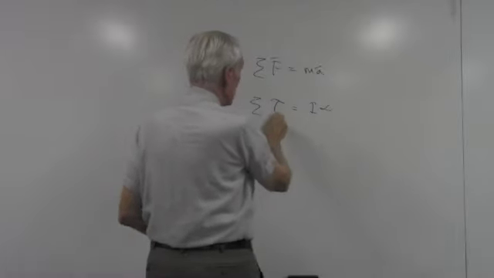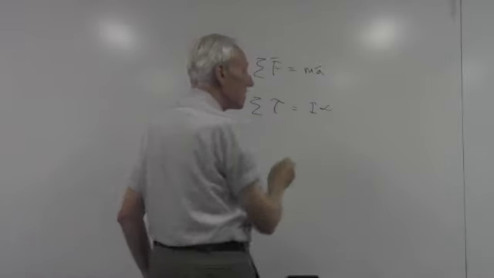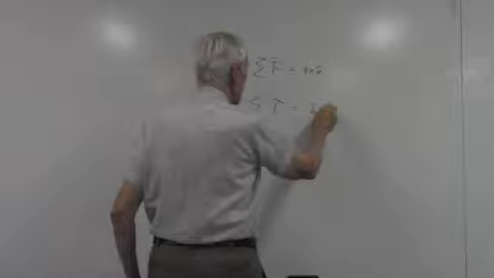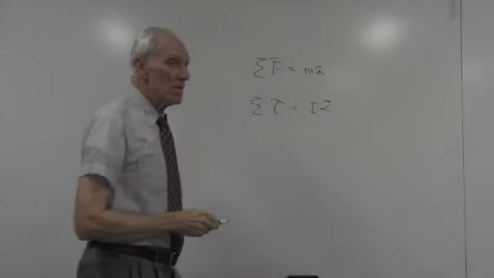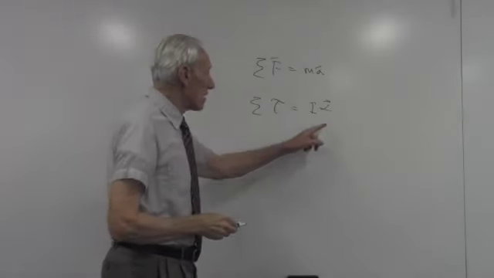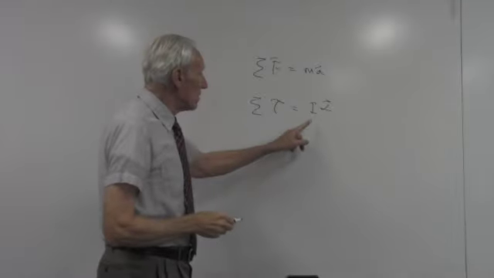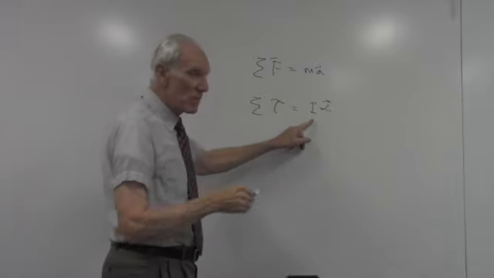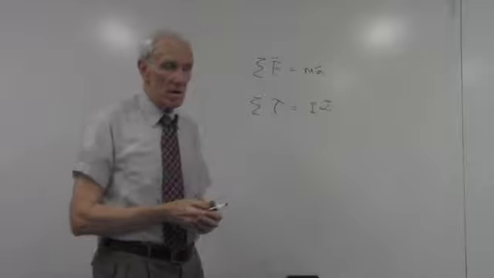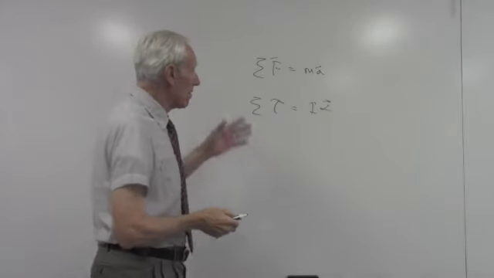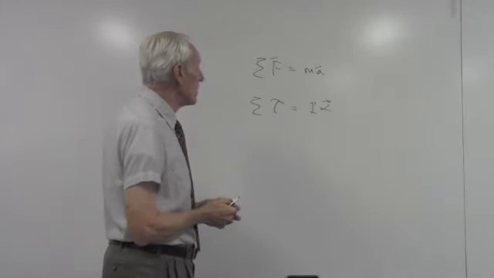Since that's a Greek tau, this is a Greek alpha, and we have alpha for angular acceleration. So torques cause objects with a moment of inertia to have angular acceleration. That's the rotational form of Newton's second law.